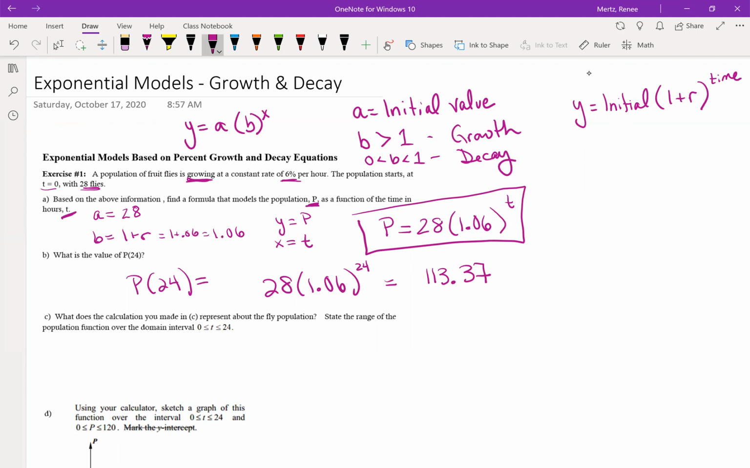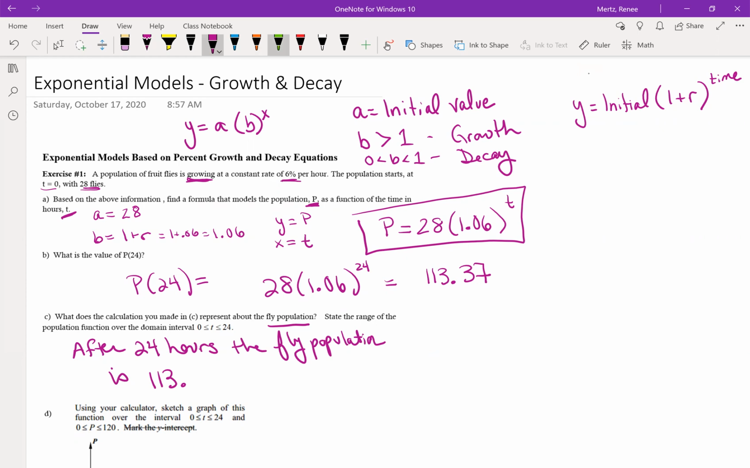What does the calculation you made in C represent about the fly population? So this means after, what are we measuring in? T is hours. After 24 hours, the fly population is 113. Imagine going to bed with 28 flies and waking up at 113.